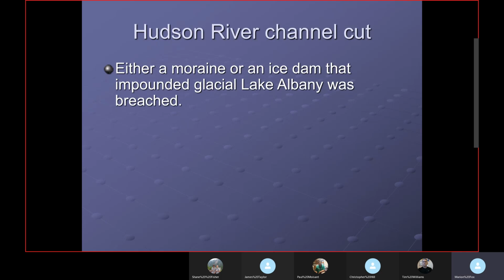Hudson River, either a moraine or an ice dam that impounded Glacial Lake Albany was breached. Probably a moraine. A moraine is where the ice is bulldozed up and made like a dam. But once the water begins to flow over an earthen dam, it'll cut through it pretty quickly.